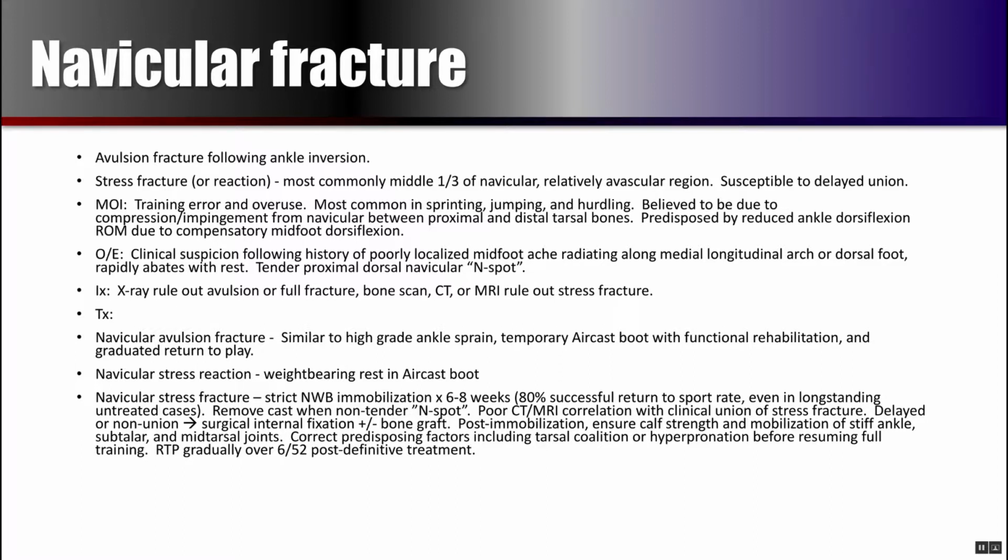Clinical union is when progression is recommended, such that the cast is removed when the N spot is non-tender. Clinical union is a better judge for progression because CT and MRI serially don't correlate well with union. In delayed union or non-union, surgical internal fixation plus or minus a bone graft could be warranted.